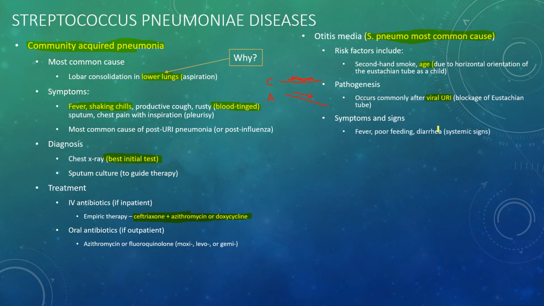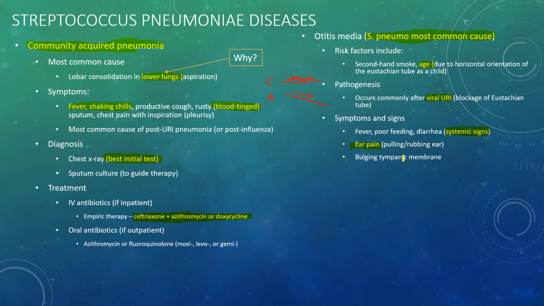So what are some symptoms and signs? A key thing to know is that otitis media can actually have systemic signs like fever, poor feeding, and diarrhea. Remember, diarrhea is actually a pretty common childhood systemic sign. So look for that when you're looking for a systemic disease. You can also have ear pain, pulling or rubbing the ear. That's a classic finding. And bulging tympanic membrane.